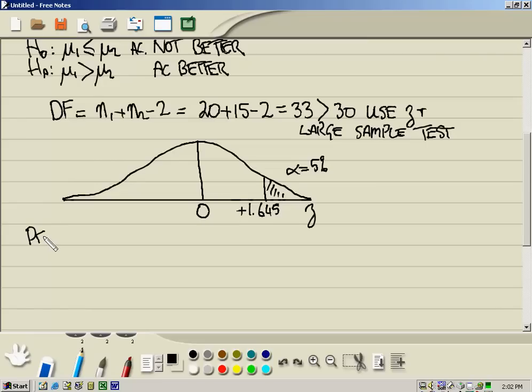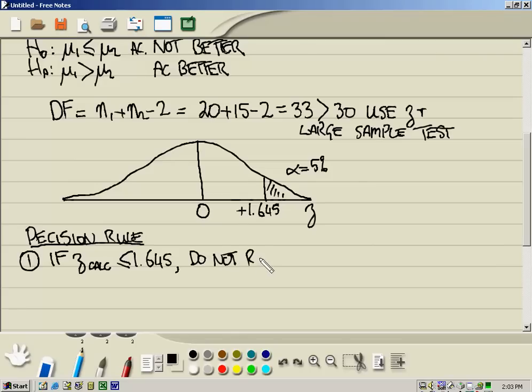Okay, so decision rule. Alright, so we're doing z-values. If z-calc is less than or equal to the positive 1.645, then the null is possible, so do not reject the null. It is possible the accounting majors are not better.